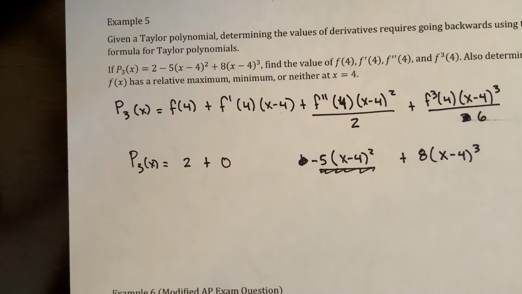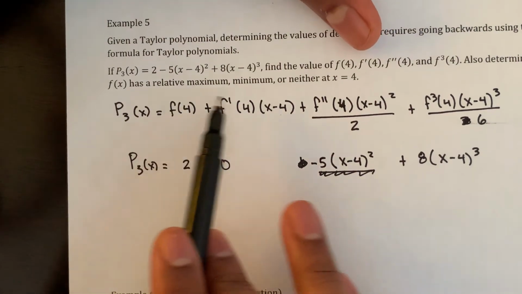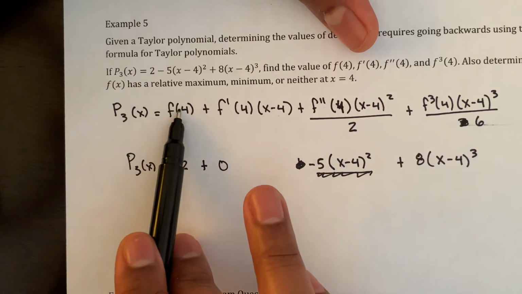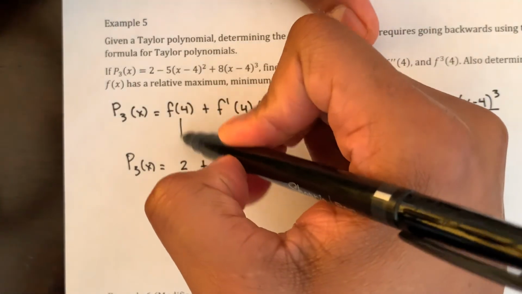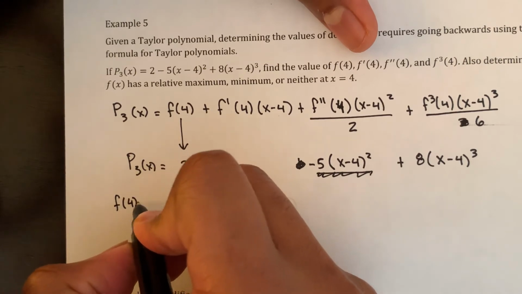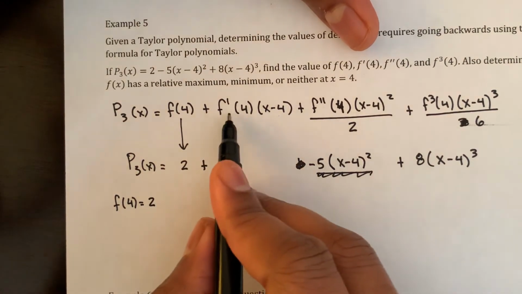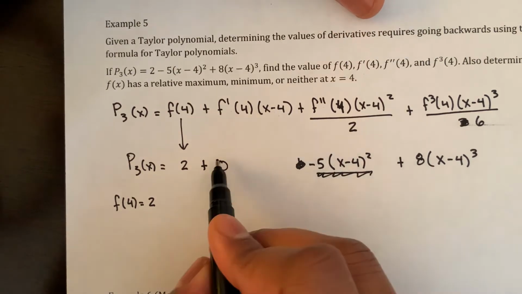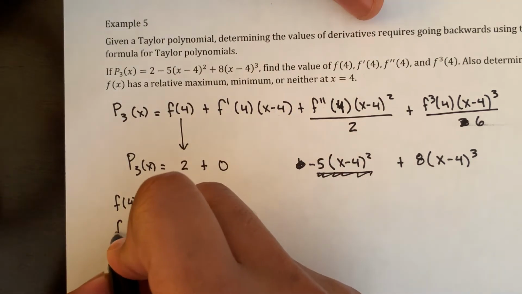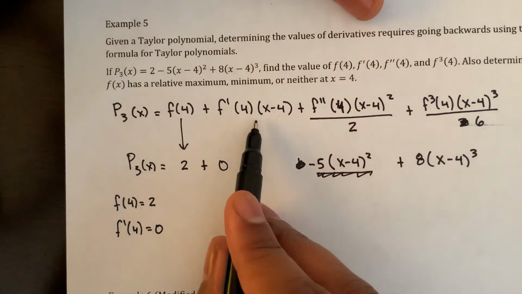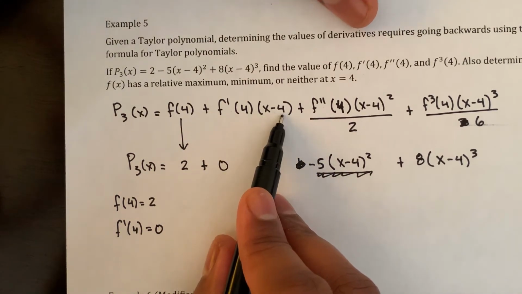So if we're trying to find f of 4, f prime of 4, f double prime of 4, and the third derivative of f at 4, we know that f of 4 directly equals 2. So f of 4 has to equal 2. And since the x minus 4 term is missing down here, that's going to imply that f prime of 4 equals 0, because only 0 times that can make it disappear.